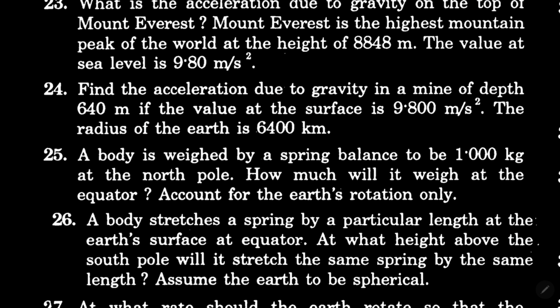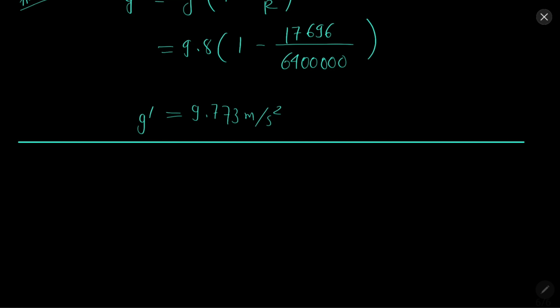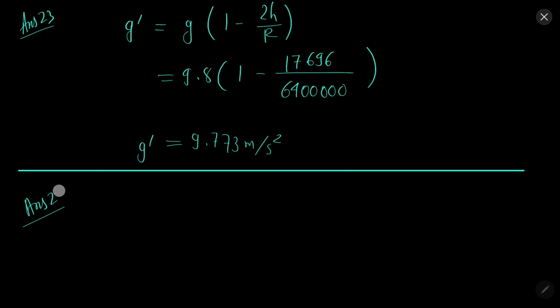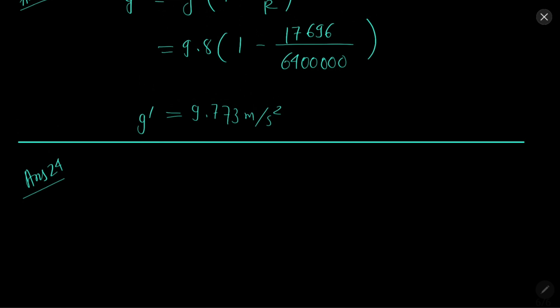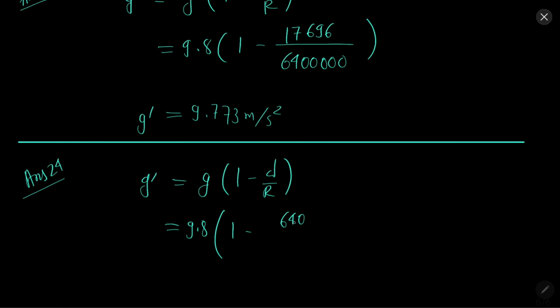In question 24, we need to find acceleration due to gravity in a mine. Solution 24. So in the depth we need to use this formula. So when we put the formula, 1 minus 640 over 6400 into 10 to the power 3, this will give us 9.799 meter per second square.